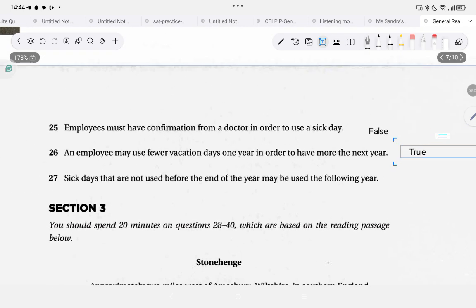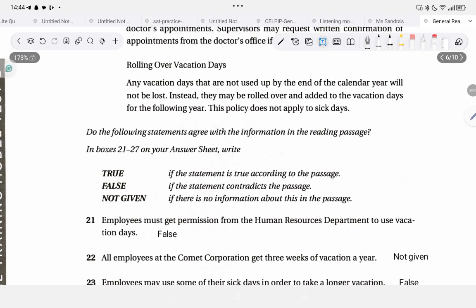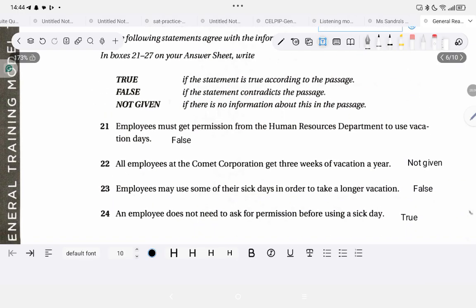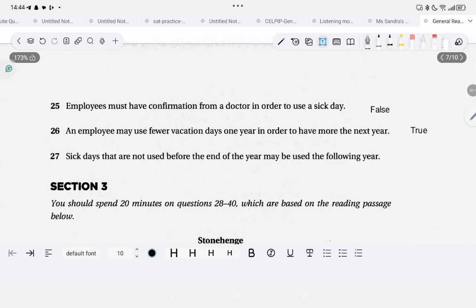Sick days that are not used before the end of the year may be used the following year. I don't think so. Let me see. It says the policy does not apply to sick days, so that's false.